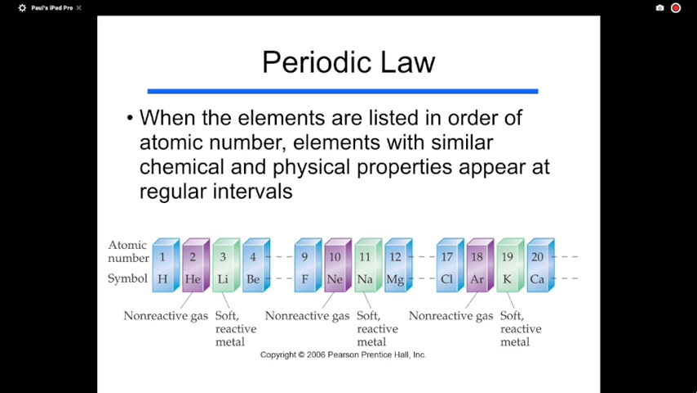He was taking all these elements. And when he did this, we didn't have all the elements. We only had a portion of them. And what he did was he liked the idea of ordering them by complexity.